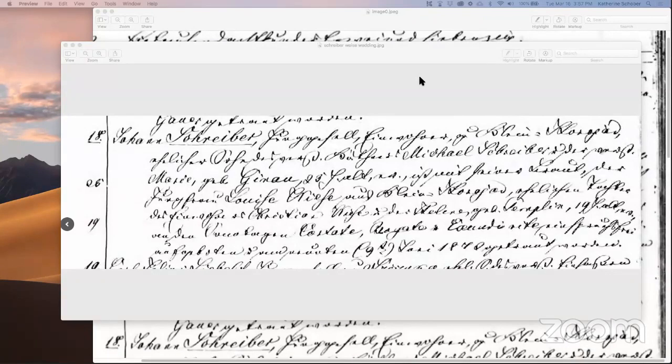Hello, everyone. So I wanted to share with you something that I figured out today. I was working on this document right here for a client, and she was trying to figure out where her ancestor, Johann Schreiber, was from. So she got this document from Ancestry, but there wasn't really a good description of where the document was from. She had just typed in his name most likely, and this popped up.